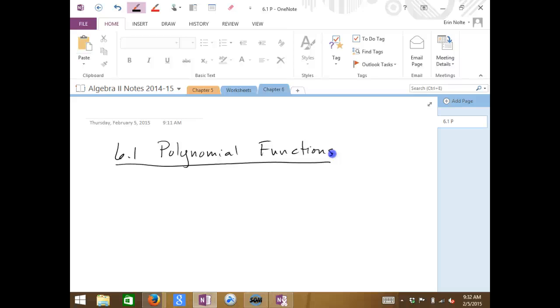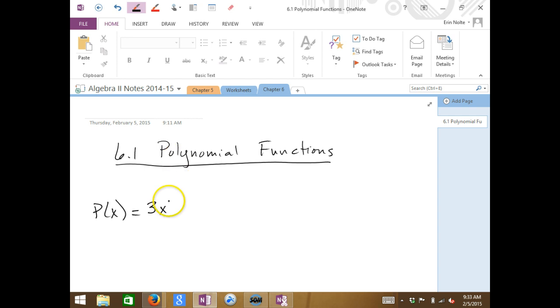Chapter 6 is now going further than linear and quadratic. We're going into cubics and quartics and quintics and so forth. Okay, we're going to study those. So first we need to be able to classify or identify each of the terms that are involved in any polynomial. I'm going to give this to you as an example.